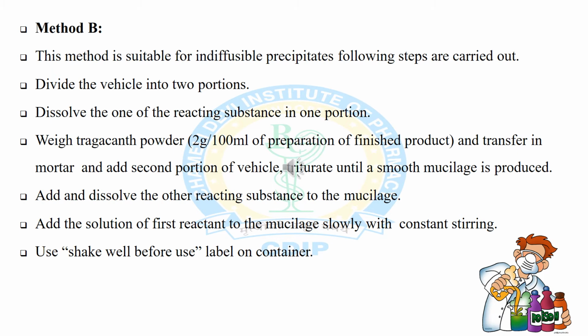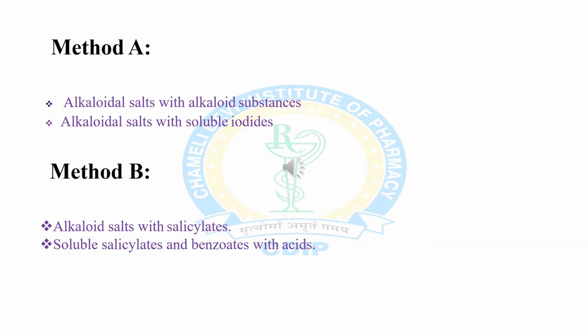Then for dispensing, shake valve before use, or shake bottle before use. A label should be fixed on the container whenever method A or method B is followed. So these two methods, method A and method B, are used for rectification of chemical incompatibility.